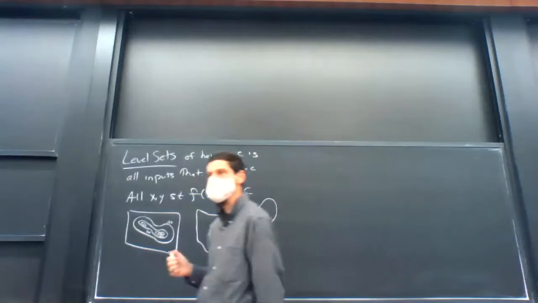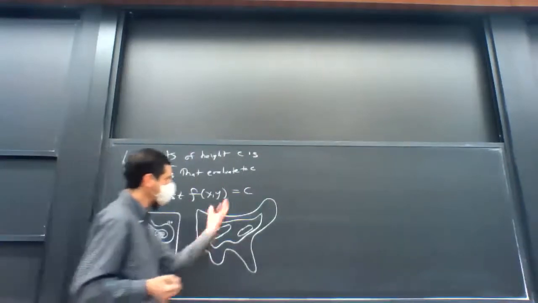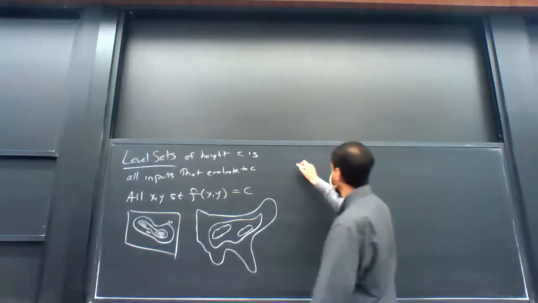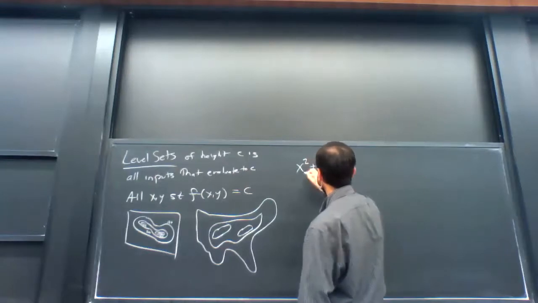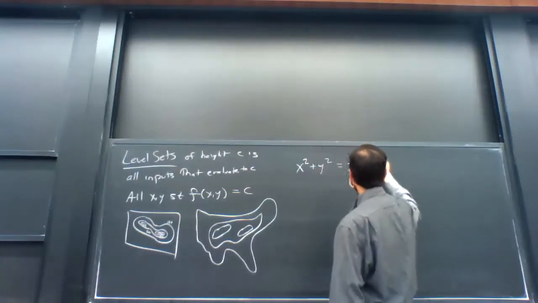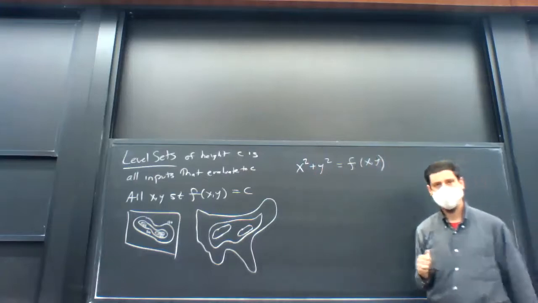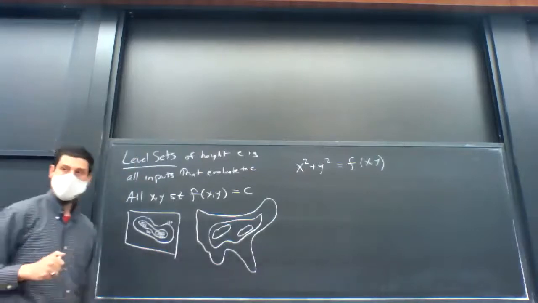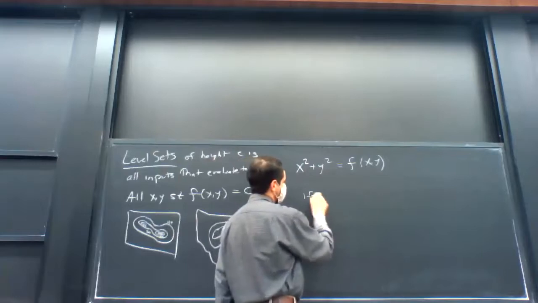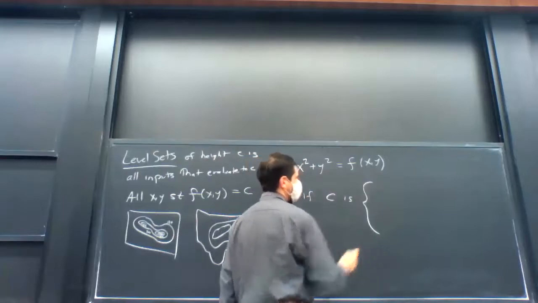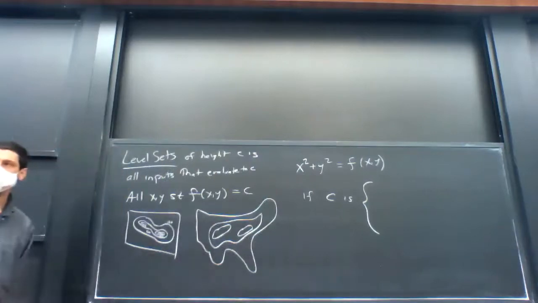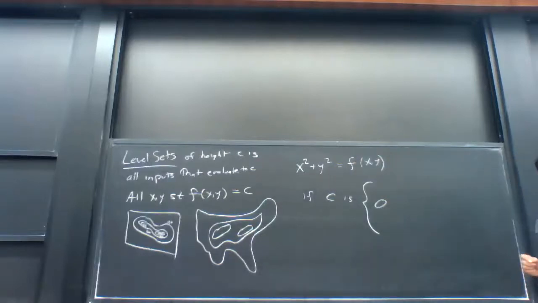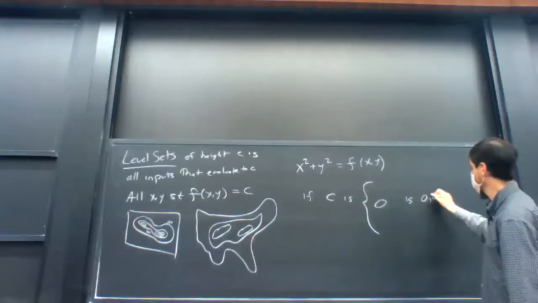So level sets, you see these all the time. And depending on what function I give you, it's going to be different algebra to find the input. So if I give you, for instance, x squared plus y squared as my function, what can you tell me about the level sets? Yeah, there'll be circles. So what are the possible values of c? If c is 0, what do we know about the level set? It's a dot. It's just the point 0, 0.